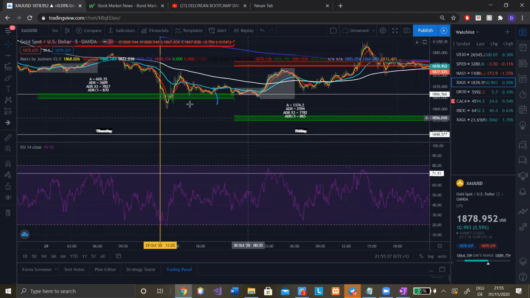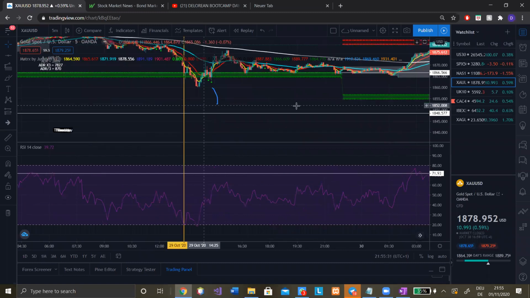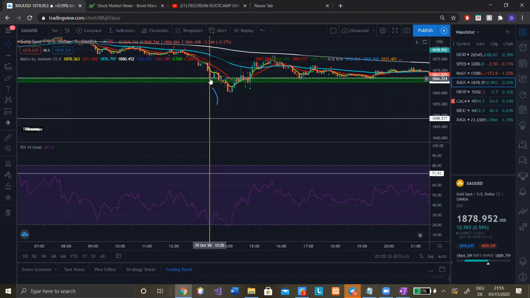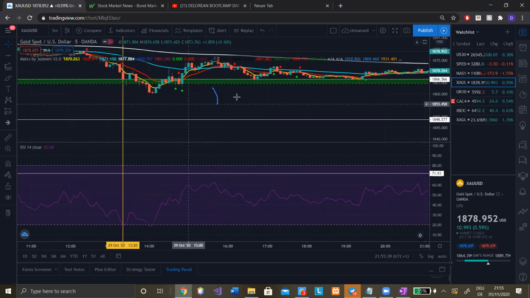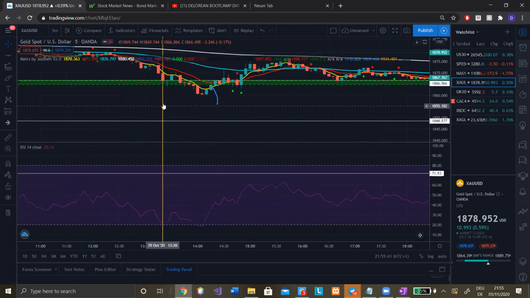At this point in time, I wouldn't have entered this trade. Simple as that. I would have waited and seen if it breaks this. So at this point, I wouldn't have entered the trade right now. So good, I would have left it. And I see that the market is still selling here.